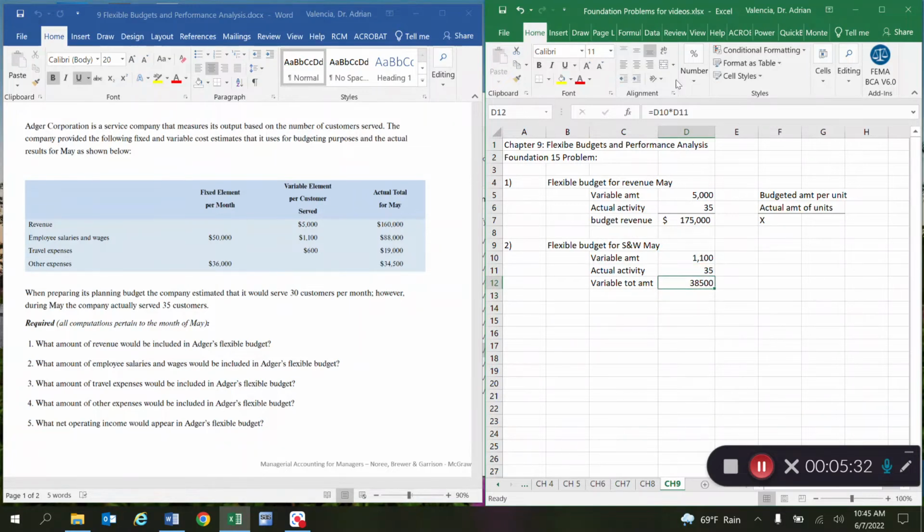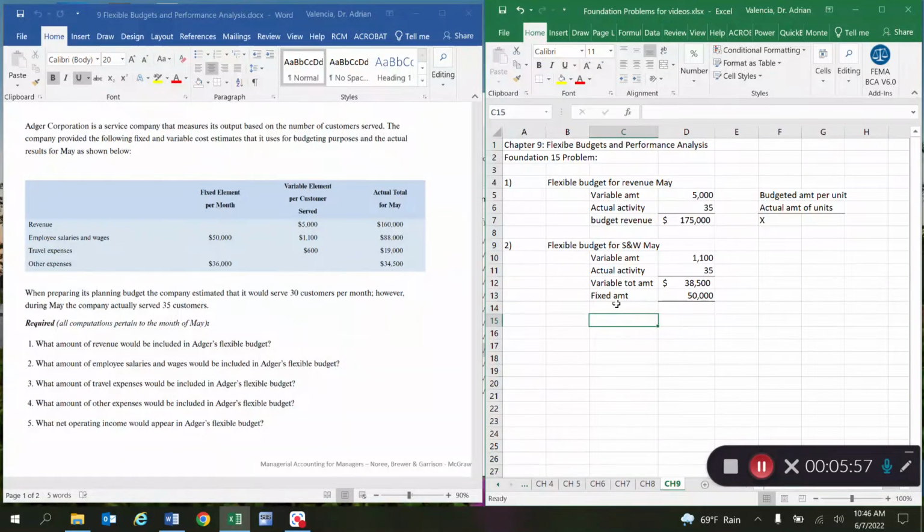And that's 38,500. Now, with the labor component, we also have the fixed amount. So now we're going to do the fixed amount, and they told us that was $50,000. So that's not going to change. It's going to stay the same independent of how many employees we have. And again, that's within the relevant range, of course.